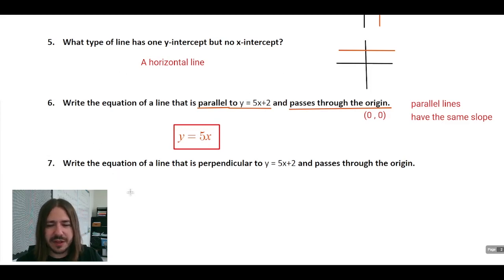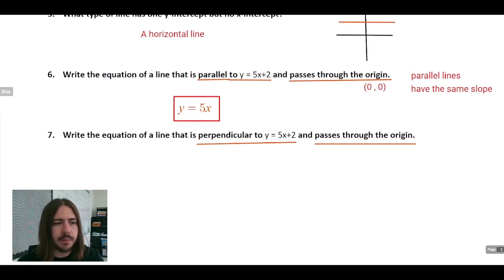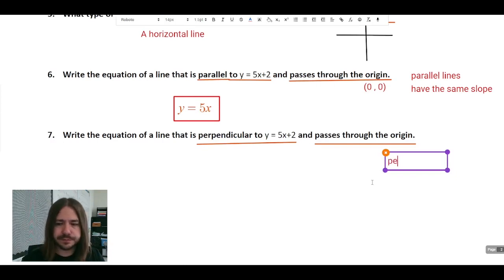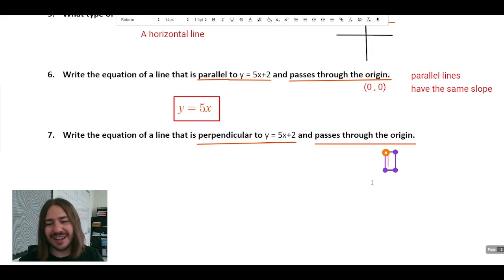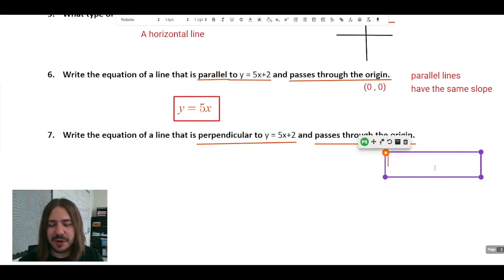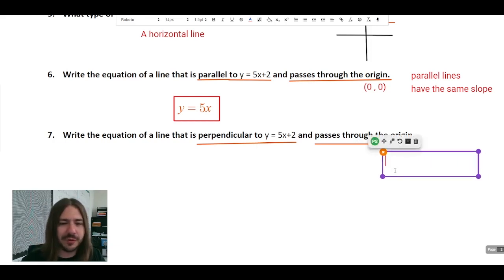Number 7 says, write the equation of a line that's perpendicular to y equals 5x plus 2 and passes through the origin. So this one also is going to have that 0 y-intercept. Perpendicular lines, on the other hand, are ones that cross at 90 degrees. If you want a little bit more information about parallel and perpendicular lines, check out the notes video that will exist in the future, I guess. If you're watching this on YouTube, there isn't a video yet, but hopefully in the near future there will be.